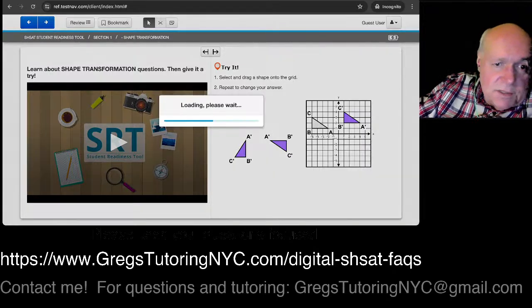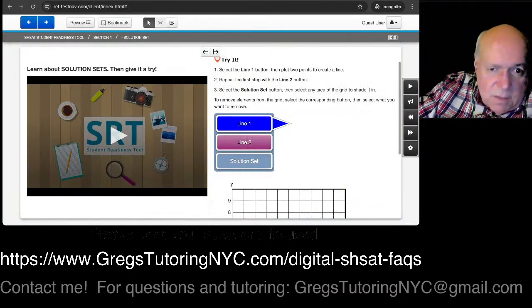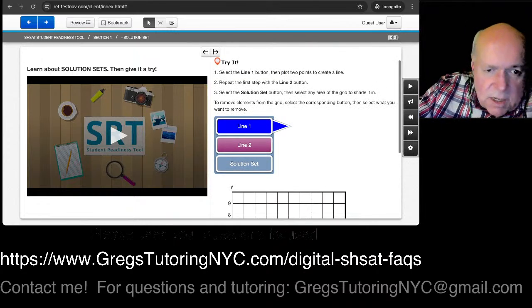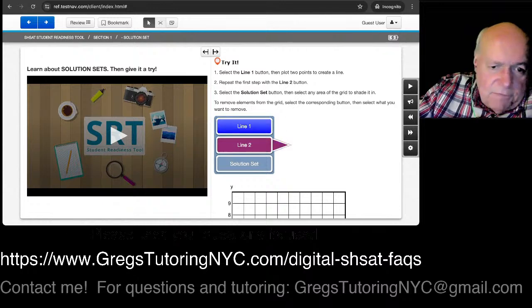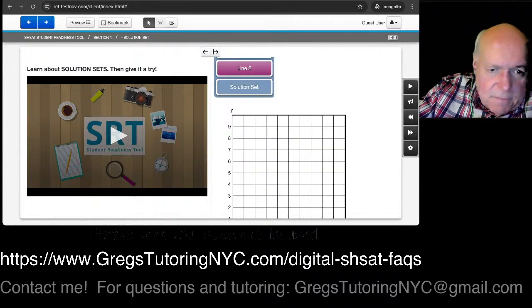Okay, solution sets. This is also a SHSAT 9-ish type of question, where they're basically asking you to solve a simultaneous equation. What you can do is click on line 1, draw the line they're asking for, click on line 2, draw that line, and then fill in a solution set. So let's say line 1 is going to be blue. Let's go from here to here. That's the diagonal of the line.